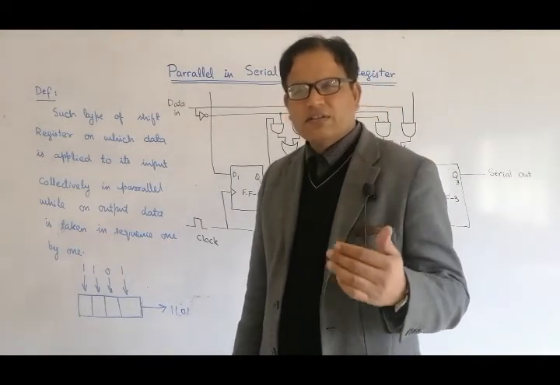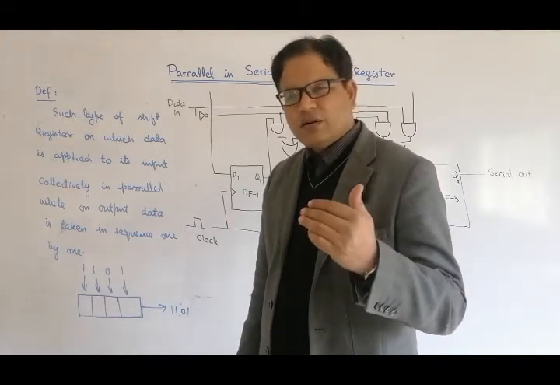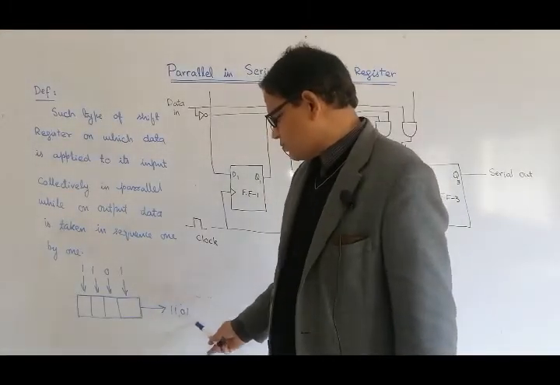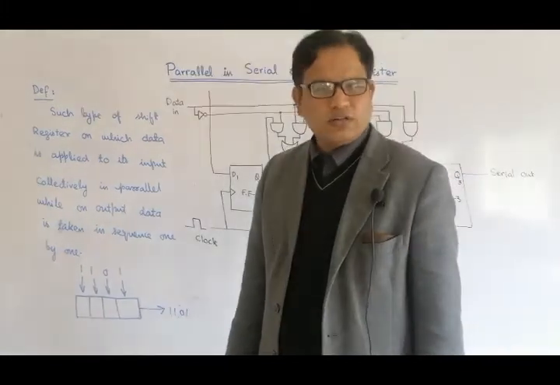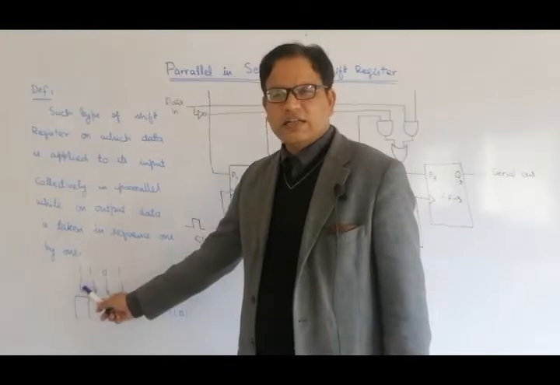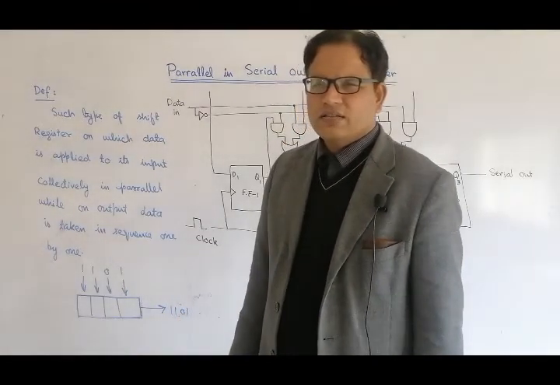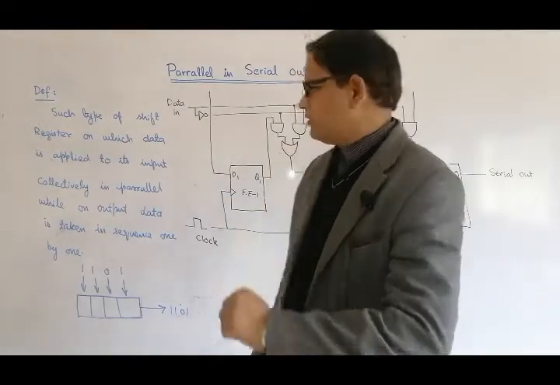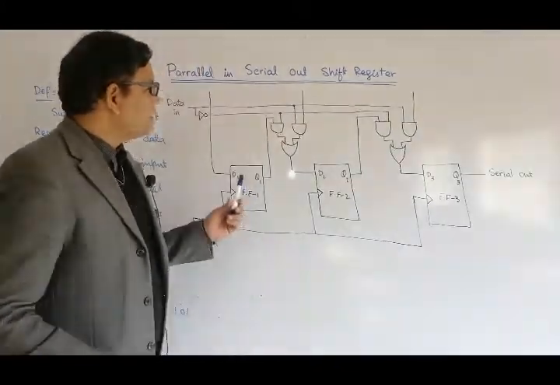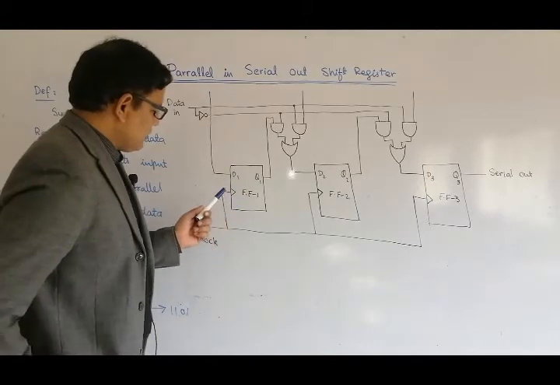It is never a collective data output. The data will come out of these data flip-flops one by one, not collectively. As we fetch the data collectively, on the output the data will be taken in a sequence, one after another. So here is the structure diagram of the parallel in serial out shift register.